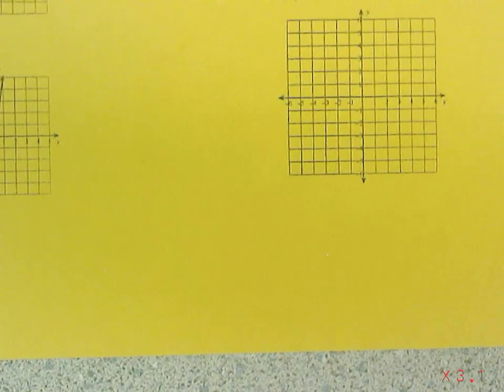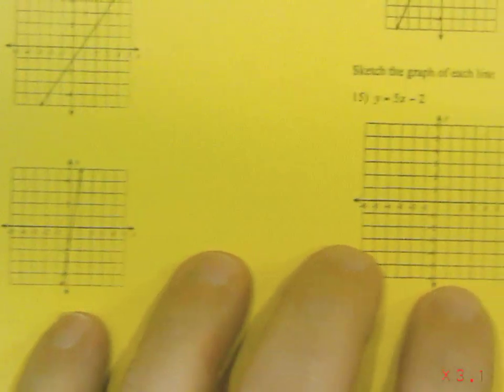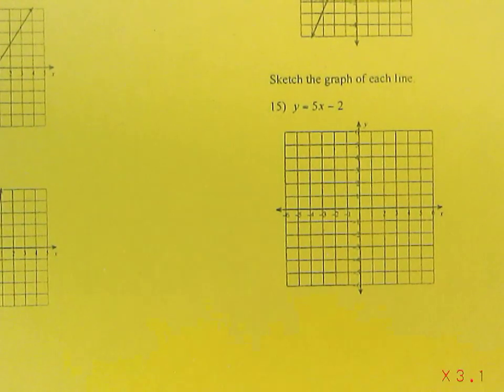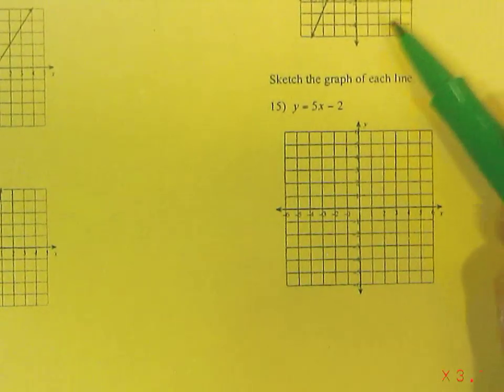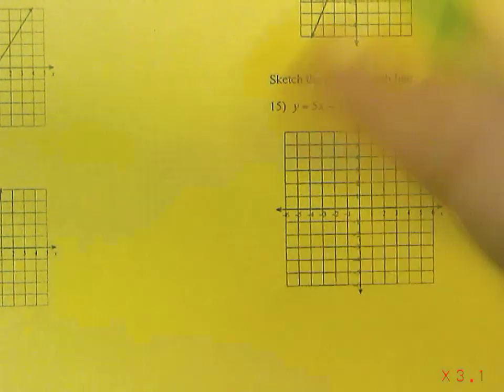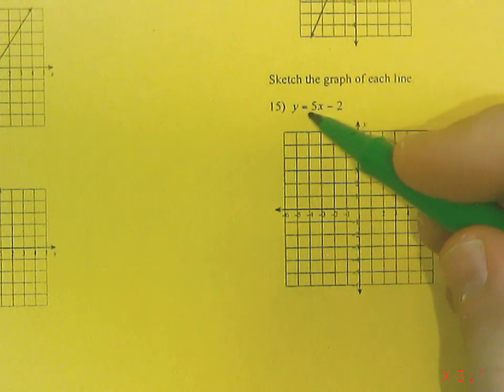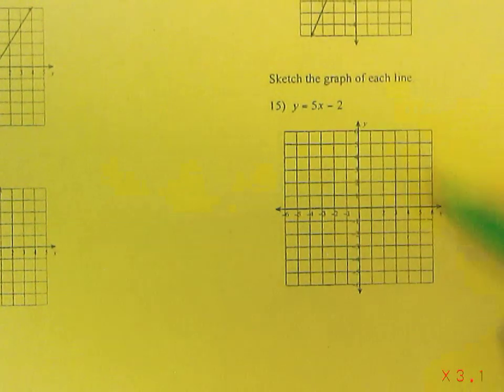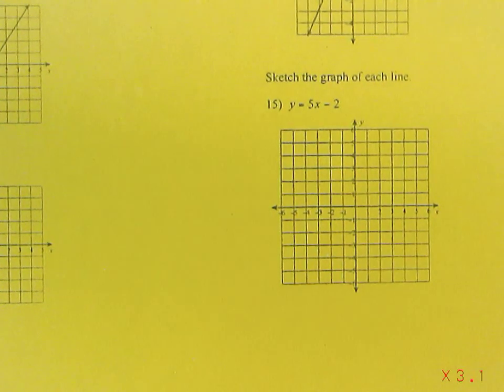Now let's try going the other direction. Let's try graphing it given an equation. So looking at this one right here, again, identify my two things. This would be my slope, 5, or 5 over 1, and this would be my y-intercept, -2.